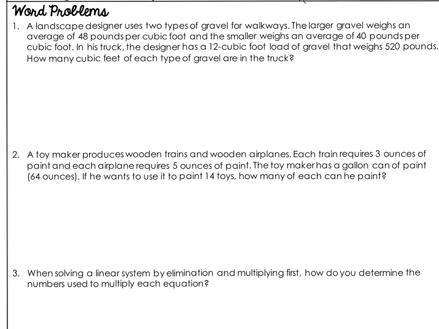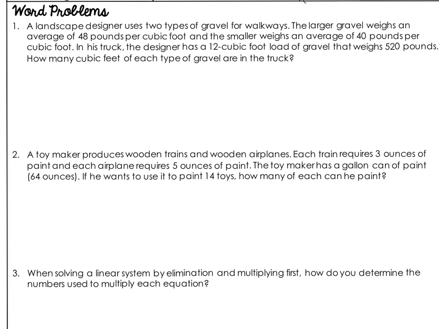A landscape designer uses 2 types of gravel for walkways. The larger gravel weighs an average of 48 pounds per cubic foot, and the smaller weighs 40 pounds per cubic foot. In his truck, the designer has a 12 cubic foot load of gravel that weighs 520 pounds. How many cubic feet of each type of gravel are in the truck?